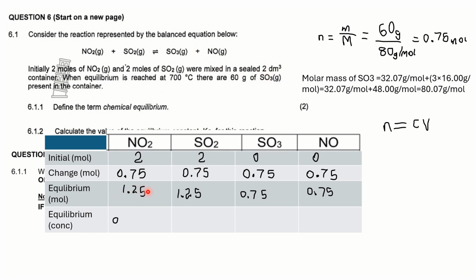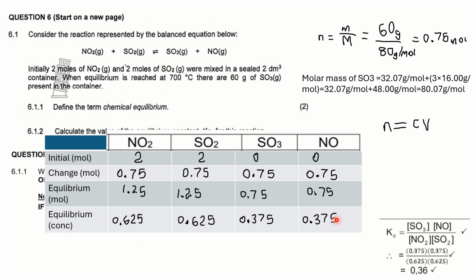So we'll say 1.25 divided by this volume, which is 2, the answer becomes 0.625. For this one again, we're going to say 1.25 divided by 2. Where are we getting this 2? This is the 2, which is the volume here. So the answer becomes 0.625 again. From there, we come here and say 0.75 divided by 2. The answer becomes 0.375. Same applies here. The answer is going to be 0.375. So if you check this one out, these are the concentrations, and we can now substitute these values to find the equilibrium constant.